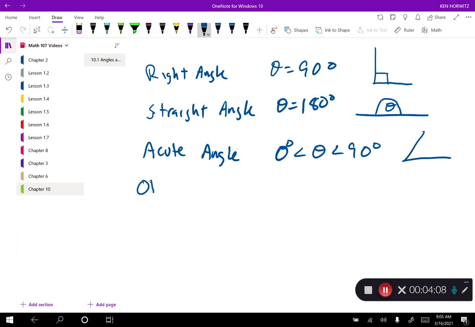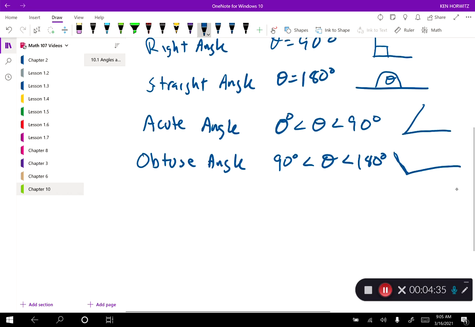Obtuse angle, where theta is greater than 90 but less than 180 degrees, because once you hit 180 you're getting your straight angle. But here is a picture of that. So it's greater than 90, less than 180.